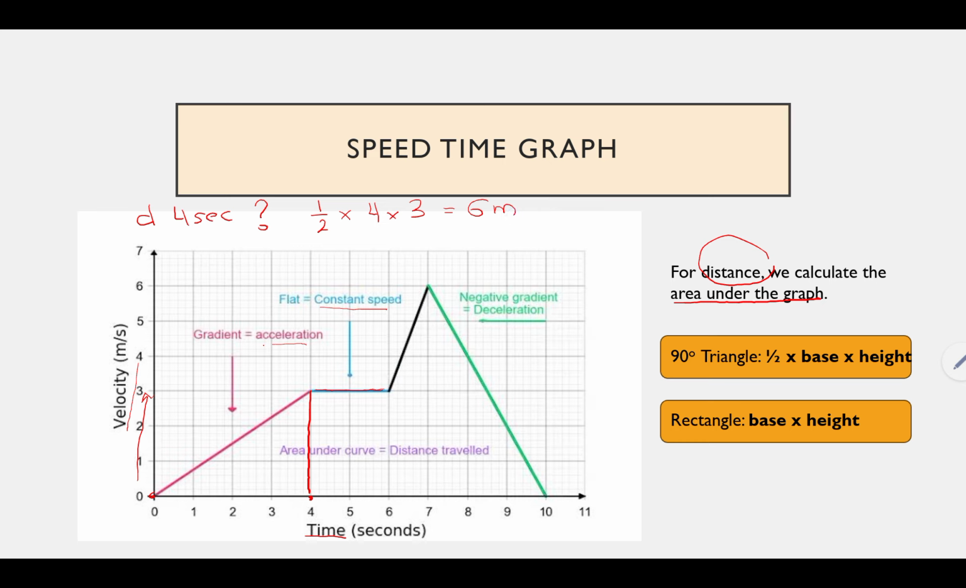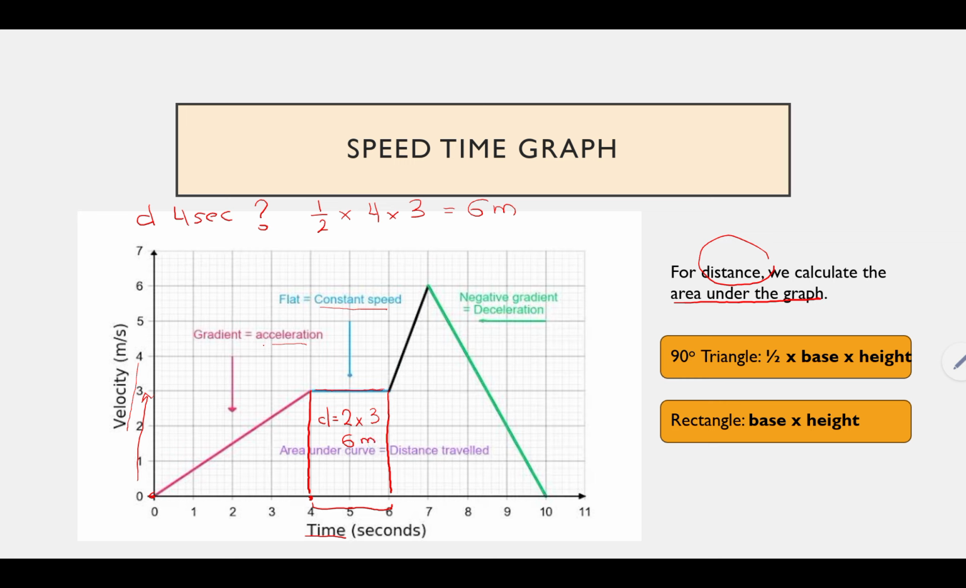Okay? All right, what if they asked me to get the distance from 4 to 6? Here. What's the rule? This is a rectangle or a triangle? It's a rectangle. How to get the distance for the rectangle? Just base times height. So my distance here is base times height. My base is from 4 to 6, which is 2, times height from 0 to 3, which is 3. So my distance is 6 meters.